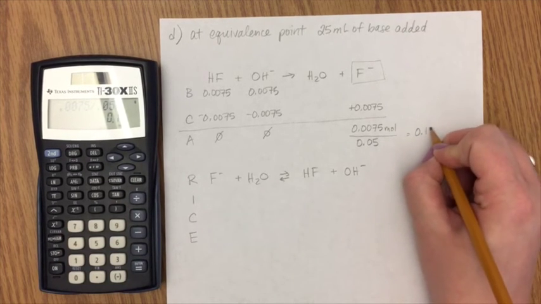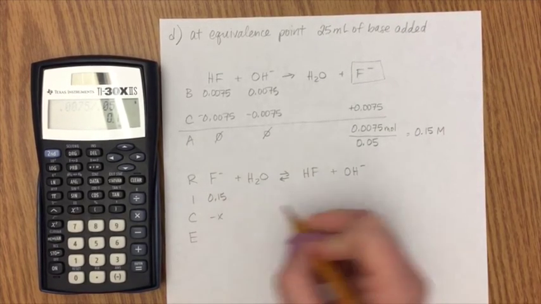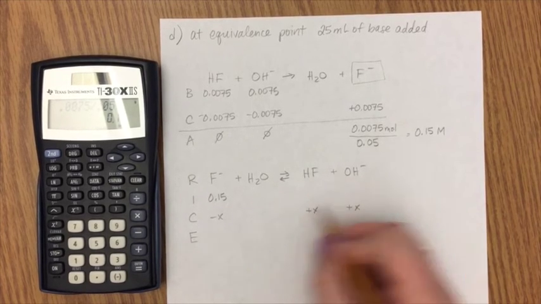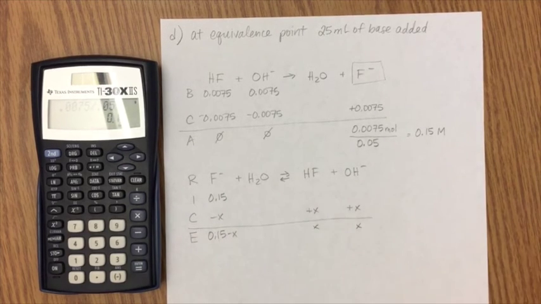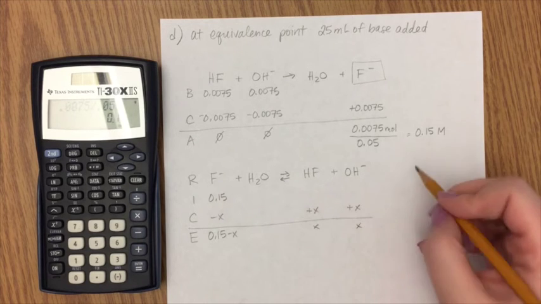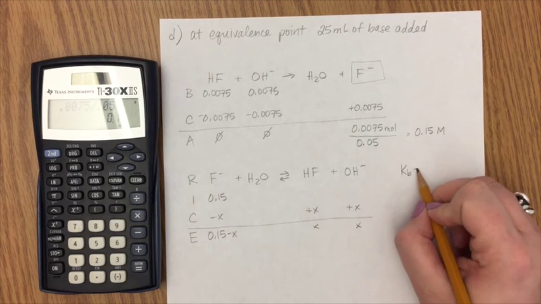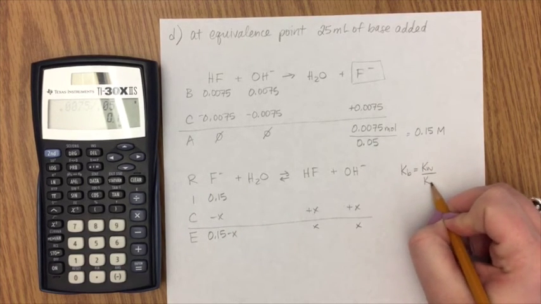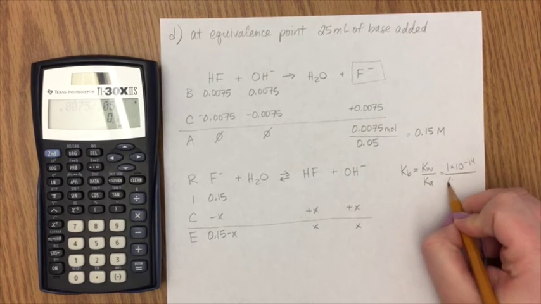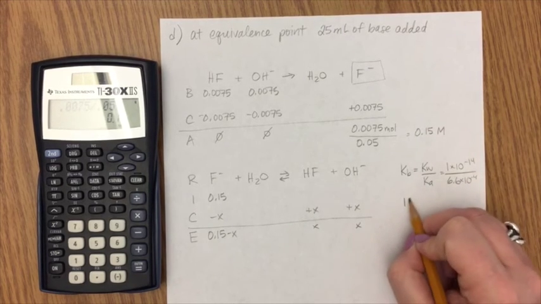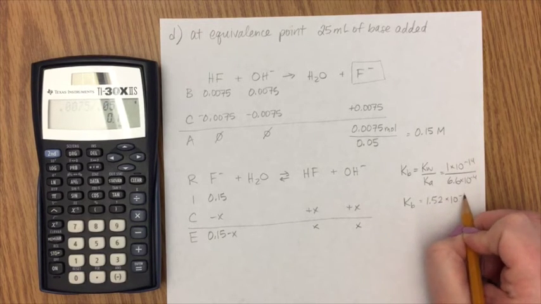And so that's 0.15 molar fluoride ions. So we'll start with 0.15 molar. Some of this is going to react with the water, making the conjugate acid and hydroxide. This reaction is actually the Kb reaction for this conjugate base. So to get the Kb, we do Kw over Ka, 1 times 10 to the minus 14th over 6.6 times 10 to the minus 4. Our Kb is 1.52 times 10 to the minus 11th.